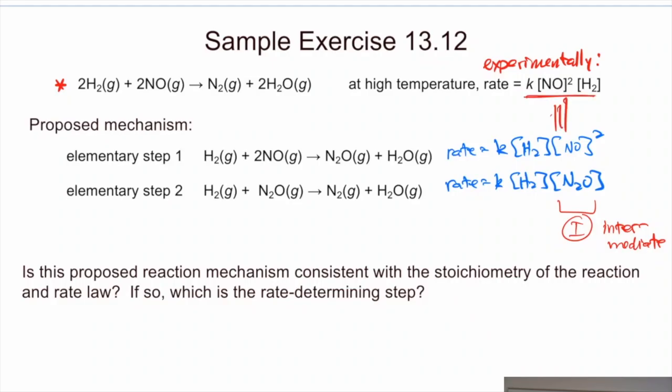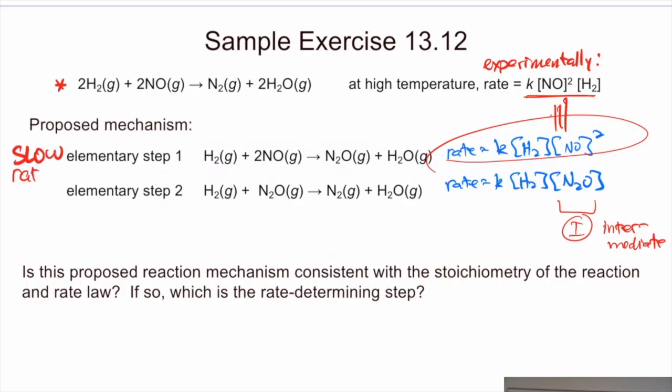And it doesn't contain an intermediate. So far, so good. But something else then we're asked, which is the rate determining step, if this one's right. It's number 1. That's the slow step. This is the slow step. This is the rate determining step.